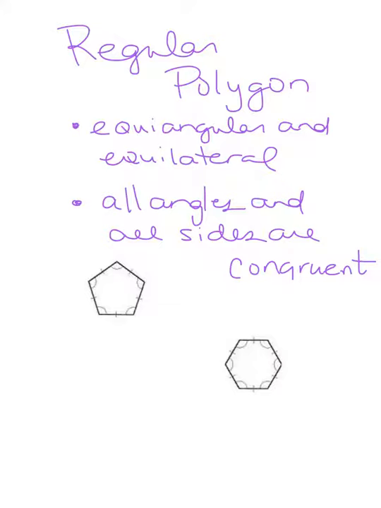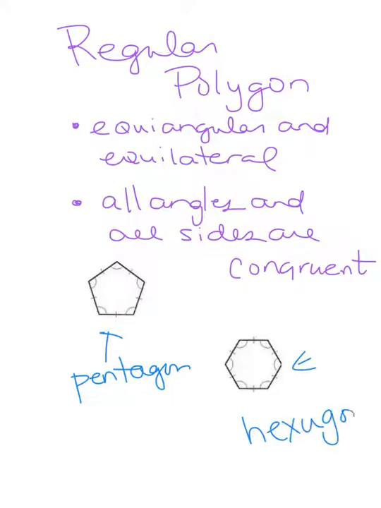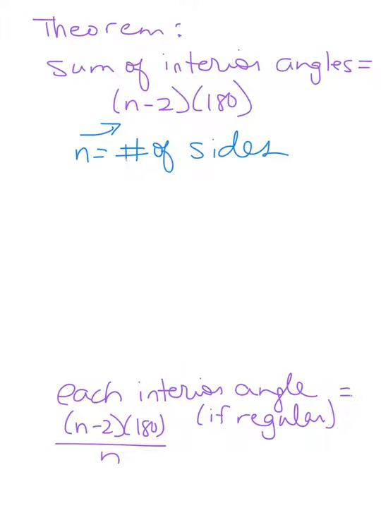So for instance, in this one right here, this is a pentagon because of the fact that it has 5 sides. Now we call that a regular pentagon because the angles and the sides are both congruent. In this other figure, this is a hexagon, and again, it's a regular hexagon because all the sides and angles are congruent.